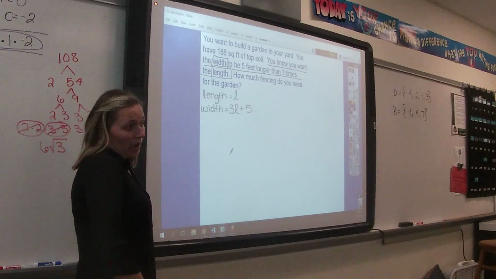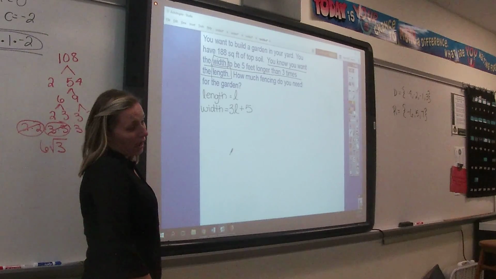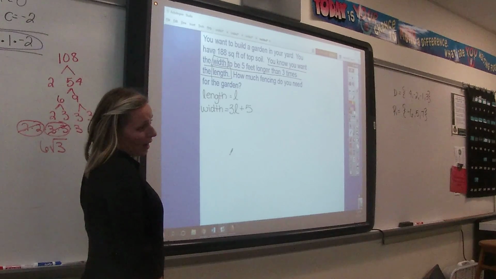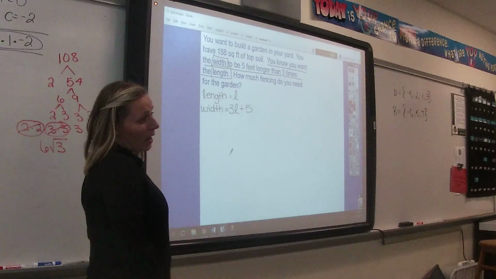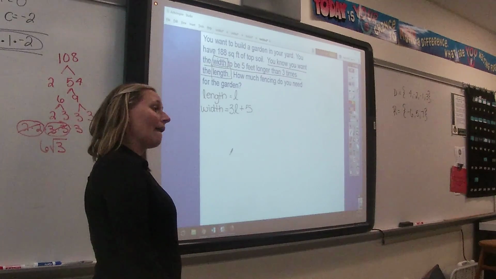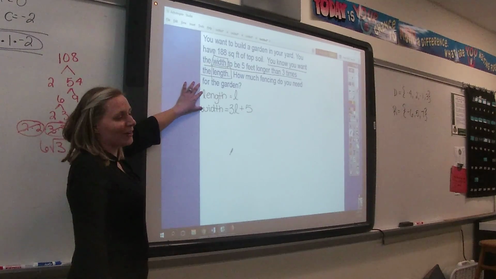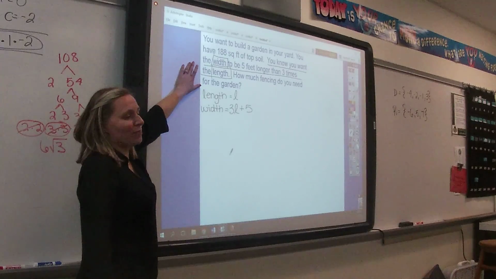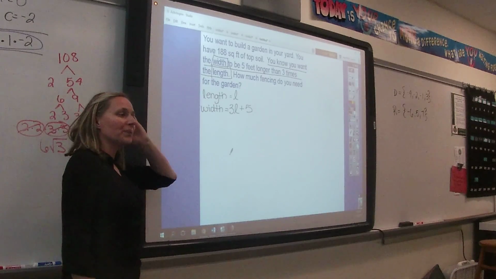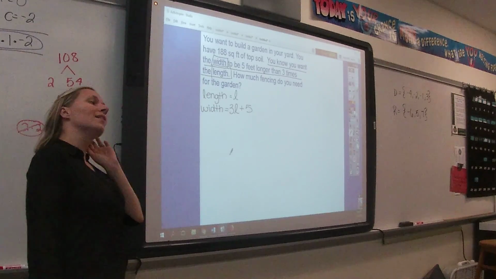Wait, I have a question. On the Indiana testing, whatever state testing, do they give us that? Sometimes it will tell you here are the measurements for the length and the width from this story problem. So this will be given to you. Good, because I don't know how to find that, but I know how to do everything else.